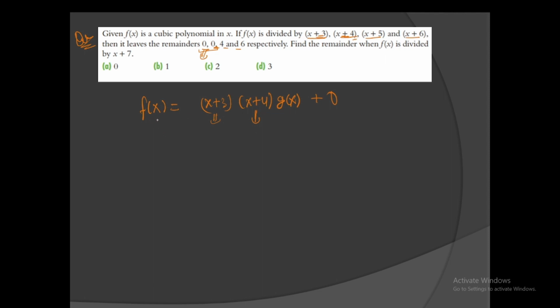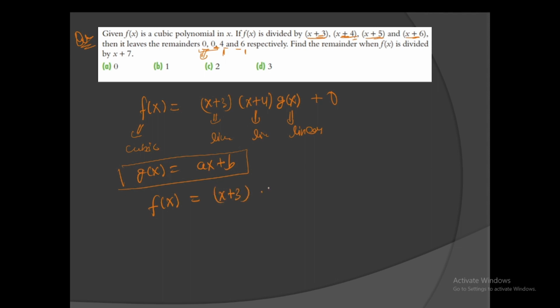So f of x is given as cubic. So this is linear, this is linear, so g of x will also be linear, so that the product will turn out to be cubic. So g of x, assume it to be x plus b. Now it is given that dividing by x plus 5 leaves the remainder 4, and dividing by x plus 6 leaves the remainder 6. So we know that our f of x is x plus 3 into x plus 4 into x plus b.